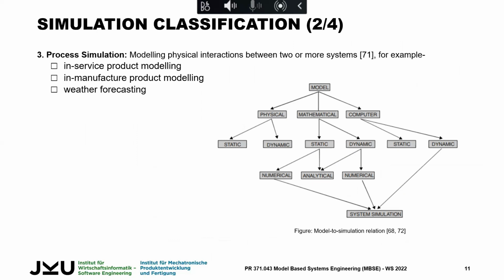Process simulation is something related to the production system. So in manufacturing, weather forecasting and product modeling, we are doing process simulation. This one may also be familiar to you from the last lecture. A model can be physical, mechanical, or a computer model. Then static and dynamic, and you see the dynamic things need to be simulated. And of course, numerical or analytical simulation is also related to dynamic.